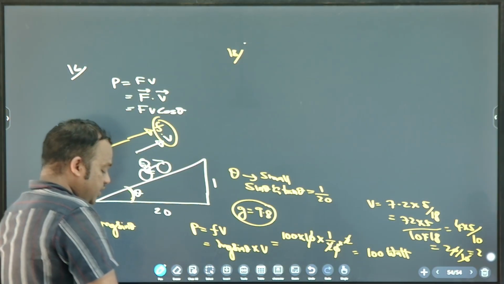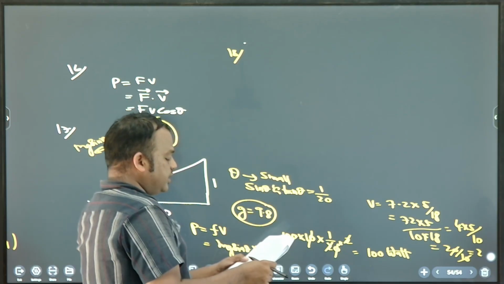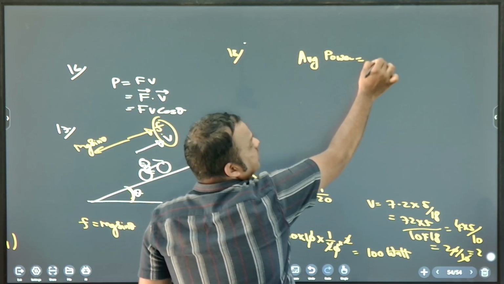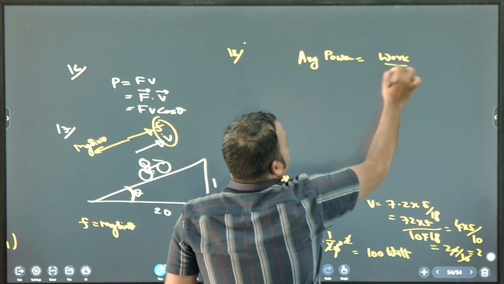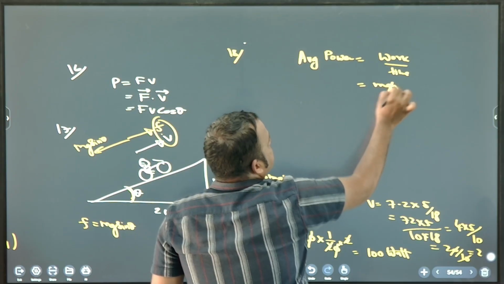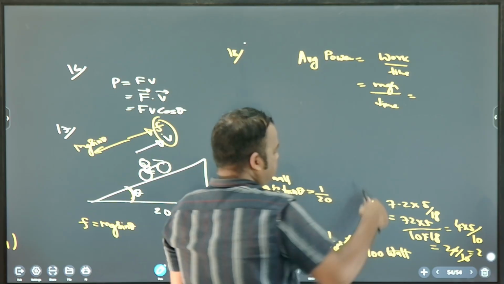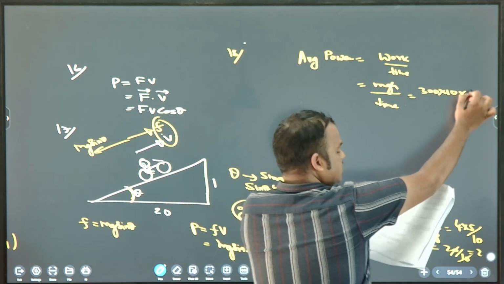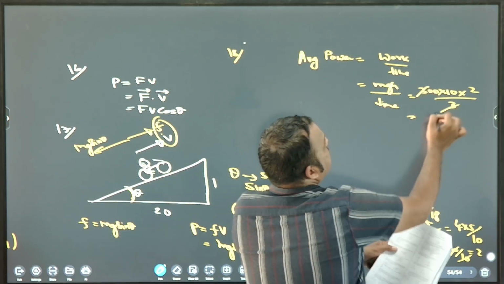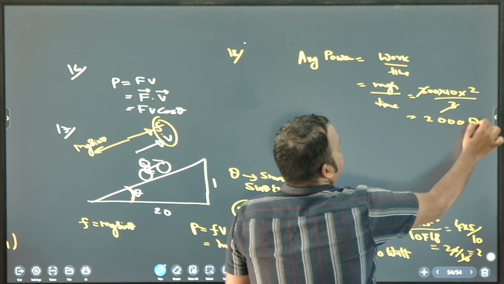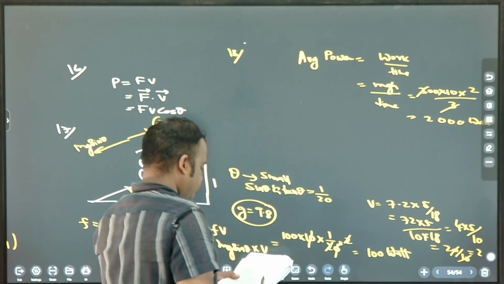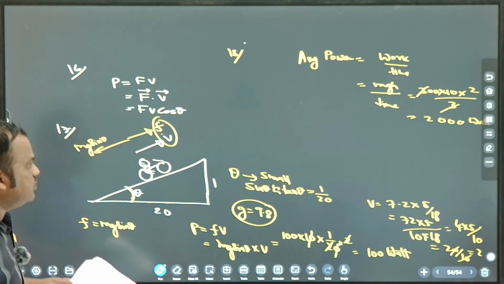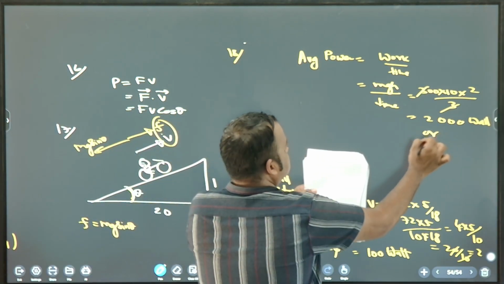Weightlifter lifts 300 kg from ground to height 2 meter in 3 seconds. Average power, what is the formula? Total work by total time. Work by time. So work done will be mgh and time will be given. So mgh means 300 g h, time is 3. So what is the answer? 2000, no doubt. I think in all questions G value is 9.8. So you take 9.8, okay, then you will get 1960.